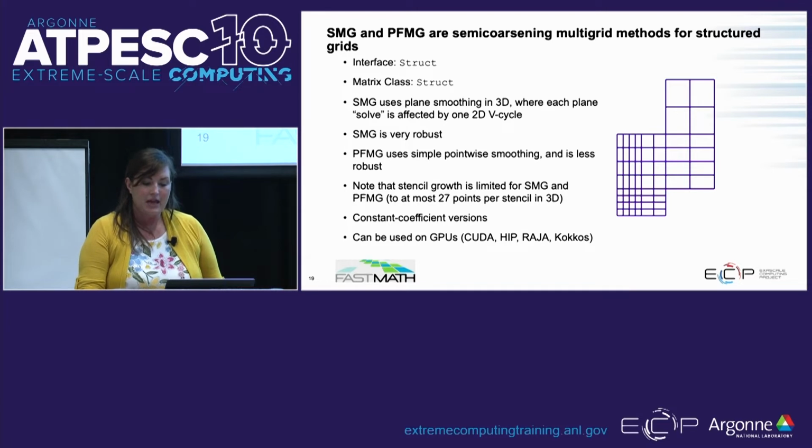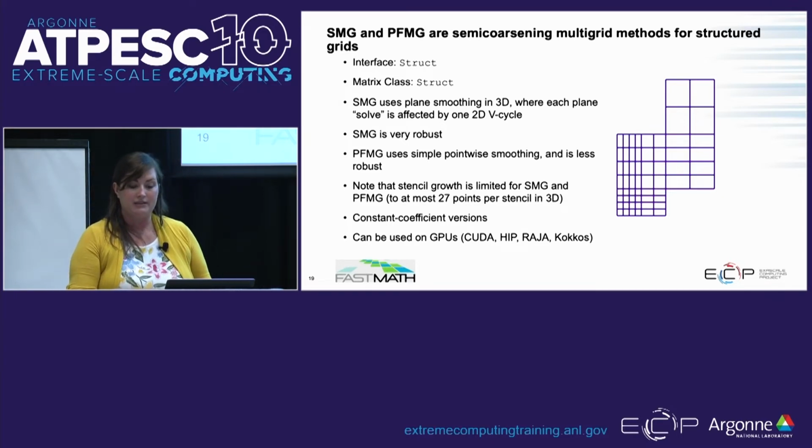Then PFMG is probably our most efficient solver. It uses a simple pointwise smoother, which makes it very efficient per V cycle, but it's not quite as robust as SMG. But the nice feature about both of these solvers is there's limited stencil growth. So we aren't getting that increase; the number of non-zeros per row is bounded as we're coarsening. So we don't have that issue like we were previously discussing for the structured case. These methods can also be used on GPUs as well. We have several underlying GPU programming model options.